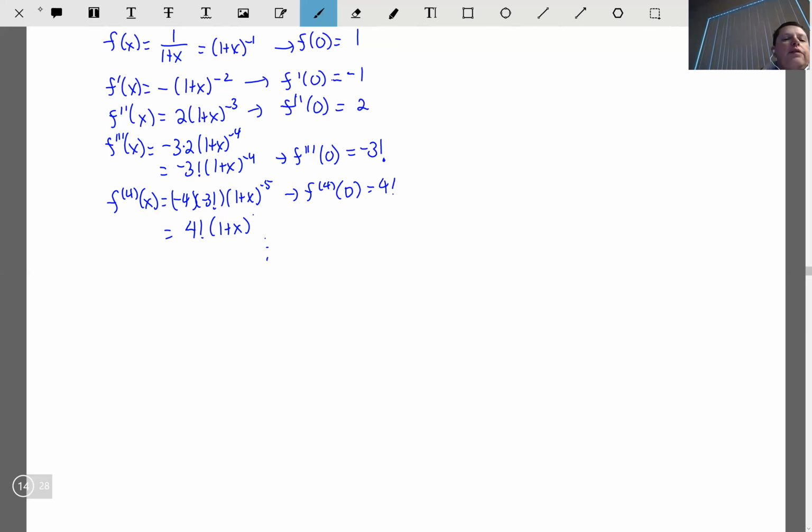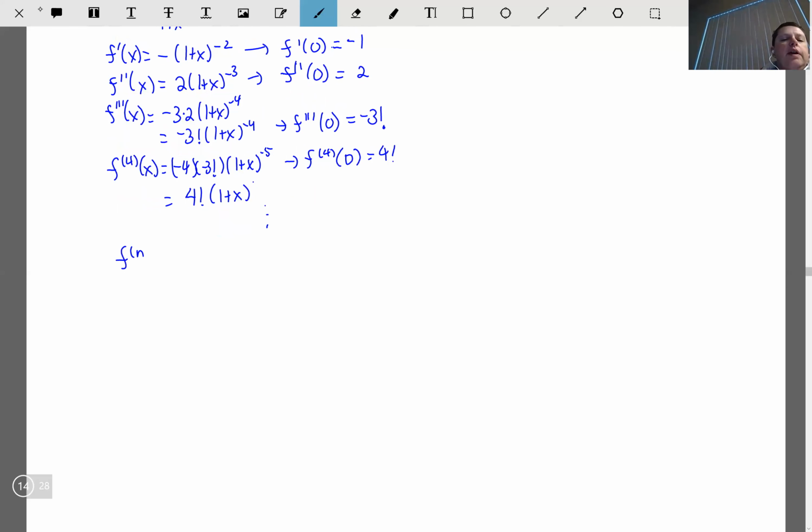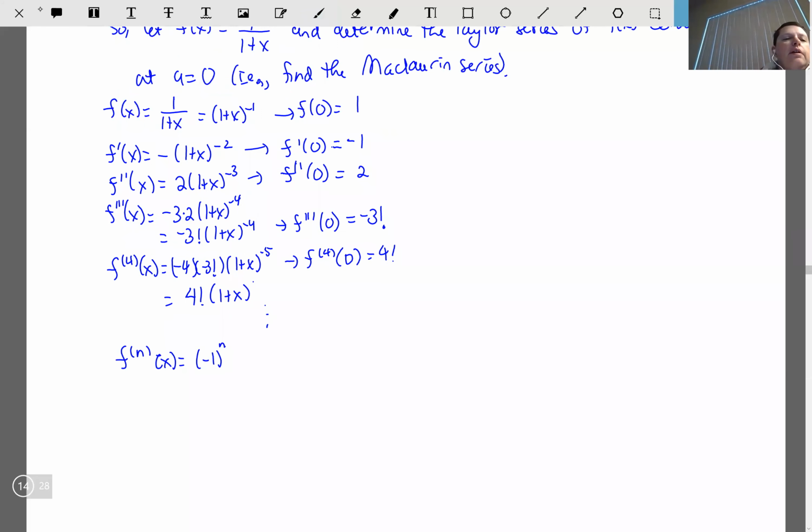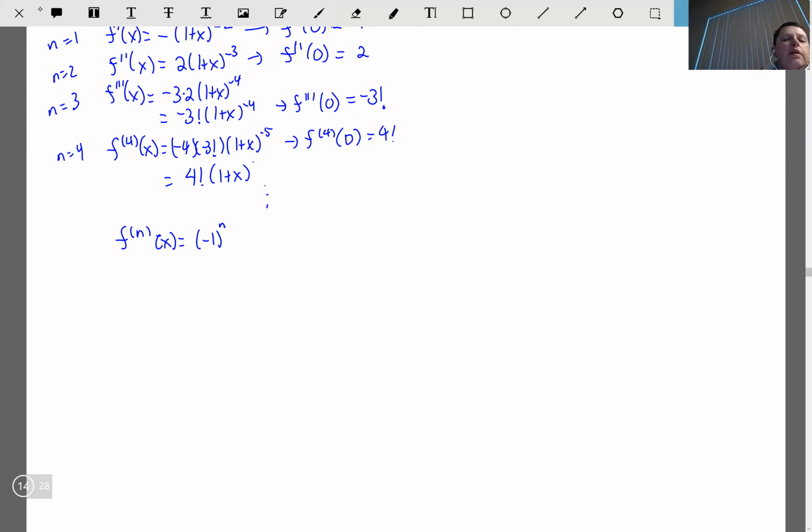So hopefully you can see that the nth derivative evaluated at x is going to be -1 to the, I think it's n this time, right? Because when n is even, we have positive, and when n is odd, we have negative. So we're going to have a -1 to the n, and we have an n factorial, 1 plus x to the n plus 1. So the nth derivative at 0 is just going to be -1 to the n times n factorial.